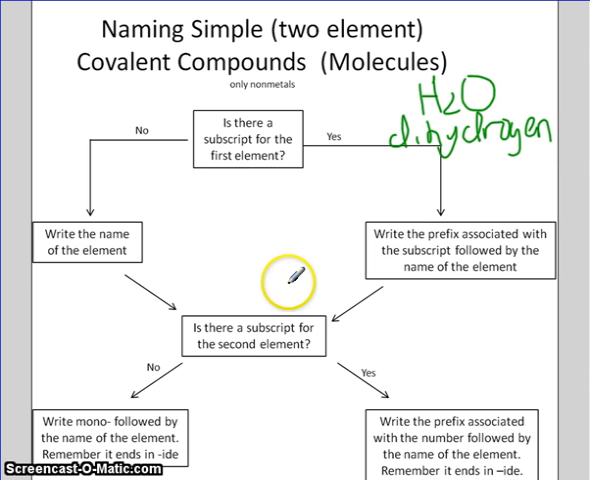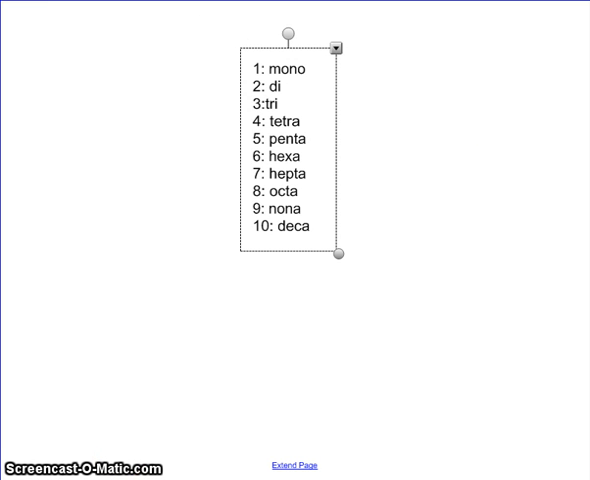And then I go here to my next question. Is there a subscript for the second element? I look at O, there's no number there, so I follow no. Write mono followed by the name of the element. Remember, it ends in "ide." So mono, O is oxygen, so it would be oxide. And since mono ends with an O, it just stays like that. So water is also known as dihydrogen monoxide. And that's it for naming these simple covalent compounds. Here's the list of those prefixes if you don't remember them.